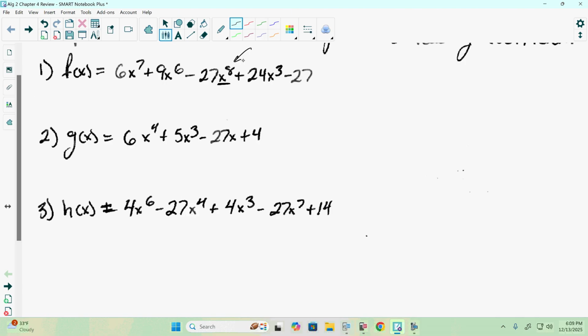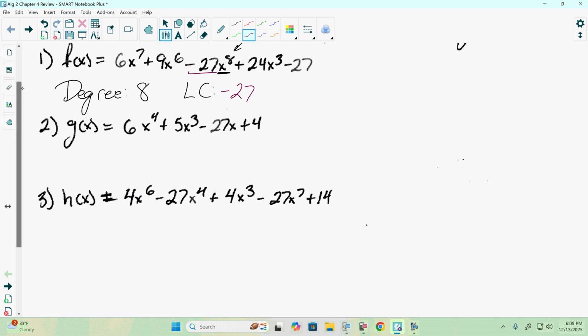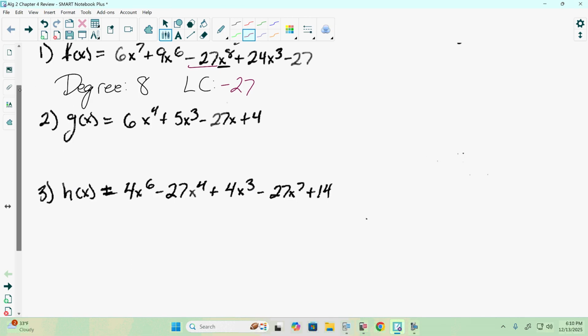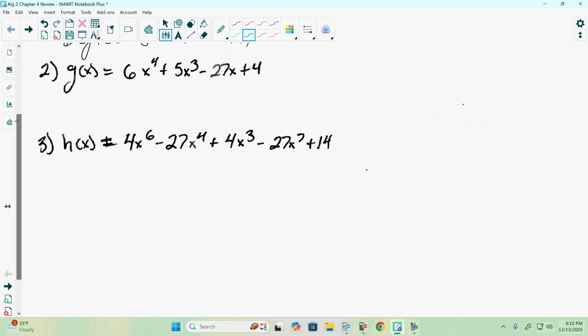Here it's x to the 8. So the degree of the function is that number there, so it's going to be 8. Now the leading coefficient is the number in front of the variable with the biggest exponent. In this case, it's negative 27. It's not always going to be the first term, but it is going to be the variable with the biggest exponent. In this case, x to the 8, degree is 8, leading coefficient is negative 27.